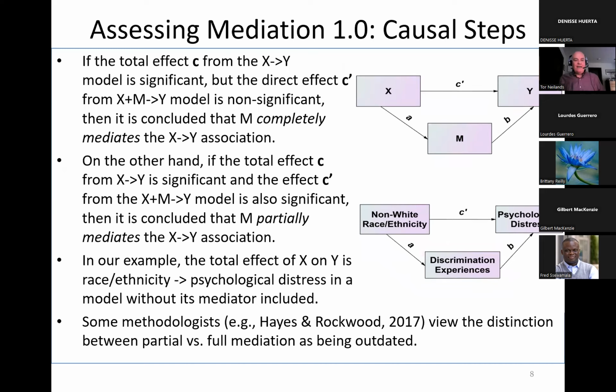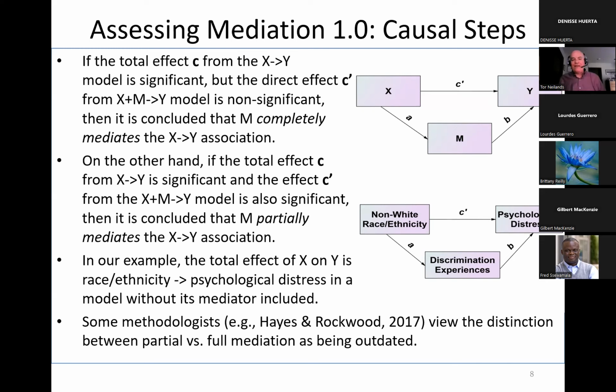All right, next, if the total effect C from the X to Y model is significant, but the direct effect C prime from the X plus M to Y model, so that's your multivariable linear regression model, is not significant, then it is concluded that M completely mediates the X to Y association.